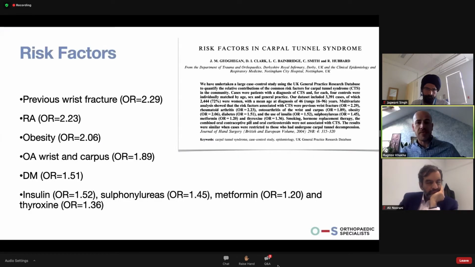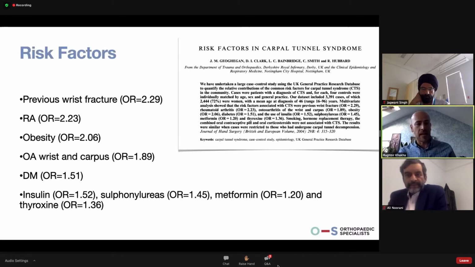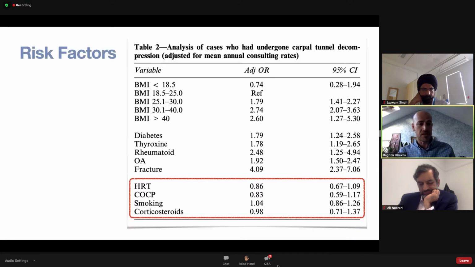So some of the risk factors associated with carpal tunnel syndrome. This is a classic study from Derby in Nottingham, highlighting some of the risk factors associated with carpal tunnel. For example, a previous wrist fracture, rheumatoid arthritis, obesity, osteoarthritis, diabetes, and some of the associated medications with some of these conditions.